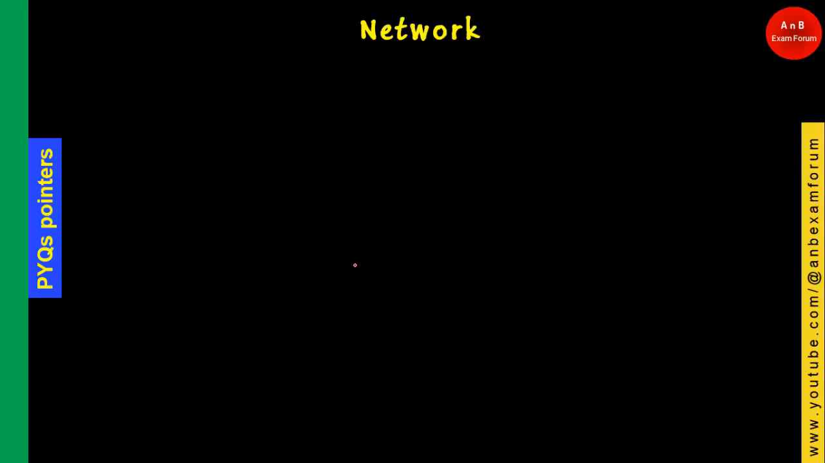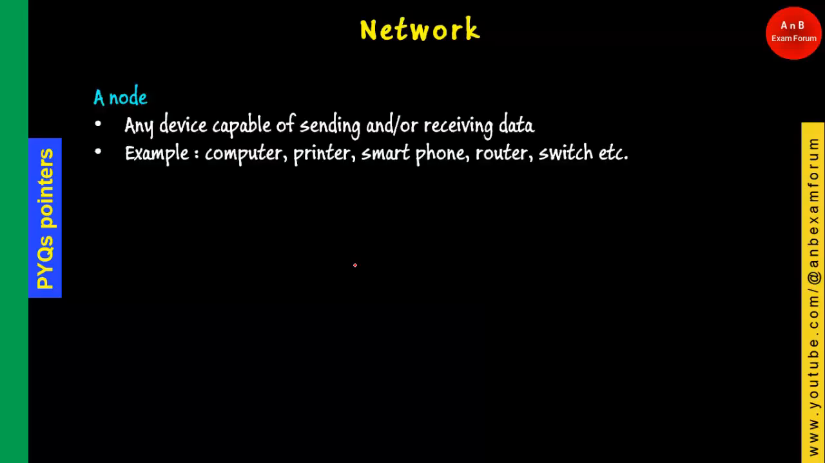So let's see the definition of a network. Before that, let's see what exactly a node is in a computer network. Students, remember, a node is any device which is capable of sending and receiving data. The device can be anything. It can be a computer, a printer, a smartphone, or another networking device. All such devices are called nodes in the computer network.